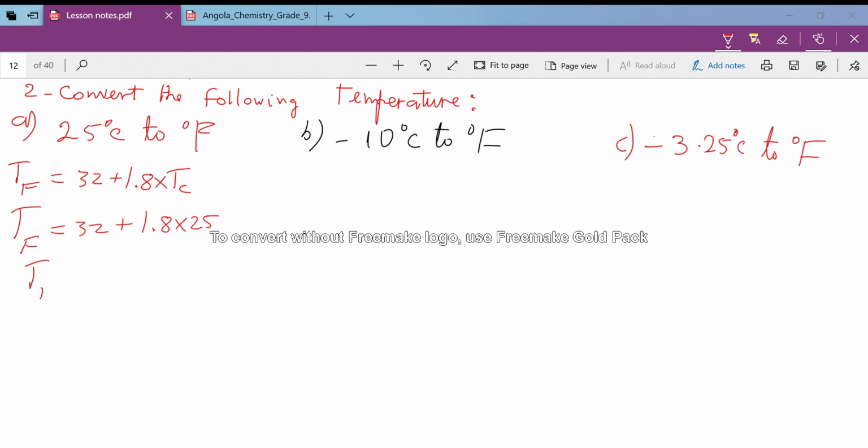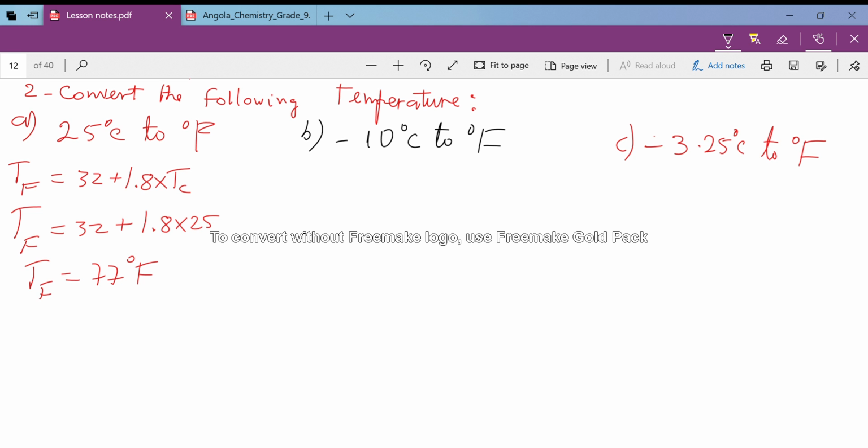Oh, this formula is so much easier. Don't you agree with me, guys? So 32 plus 1.8 times 25 gives 77 degrees Fahrenheit. So 25 degrees Celsius is 77. If you hear an American say the temperature today is 77 degrees Fahrenheit, he's basically saying the temperature is 25 degrees Celsius.